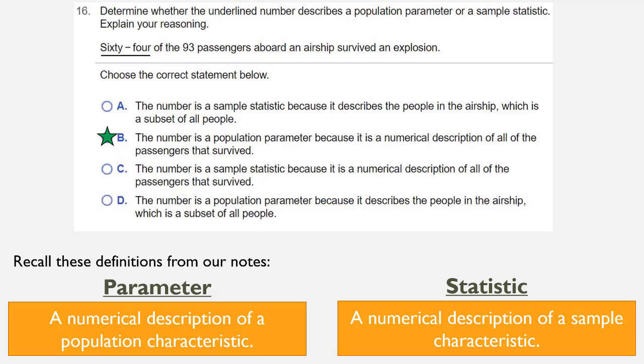Had we gone on to say something like, of the survivors, 29 of those only had minor cuts and bruises, then the 29 would be describing the subset, which would make it a sample statistic. But because this 64 describes the 93, that makes it a population parameter. Sometimes it can be a little confusing, but that's your answer.